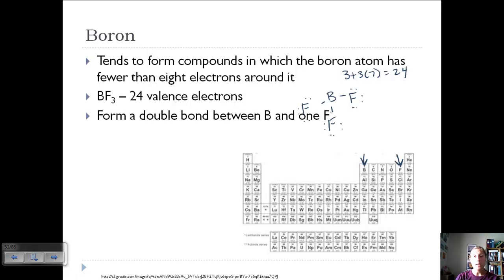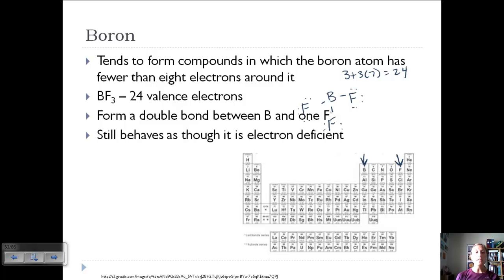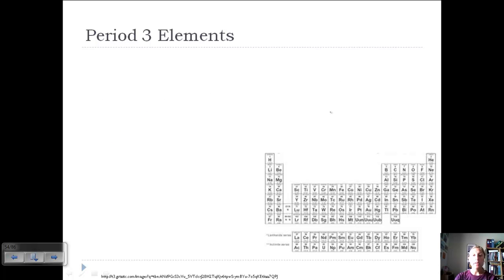We could form a double bond between the boron and one of the fluorines, but it doesn't need to have 8. So it's one of those exceptions, and even when we form that double bond, it still behaves as though it is electron deficient.